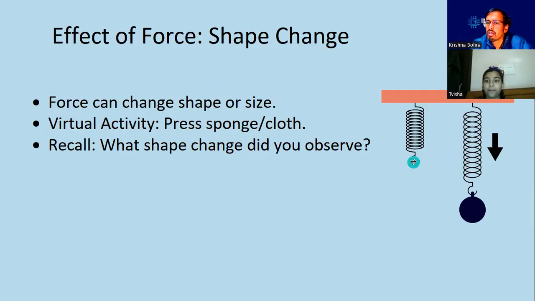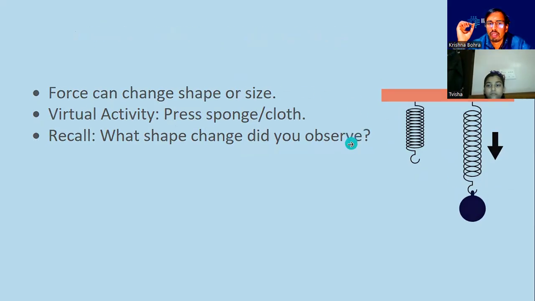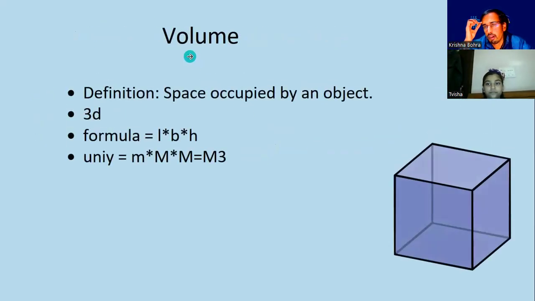Apart from that, we can also consider the case of a spring. Usually we like to play with it. When we press it, it becomes smaller, or when we suspend a ball from it, it becomes larger. So we have successfully changed its shape. That is also a very important thing.